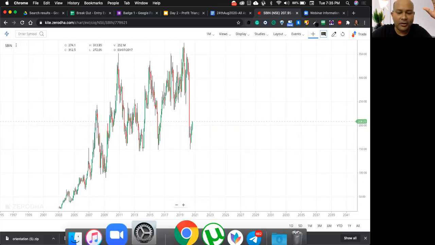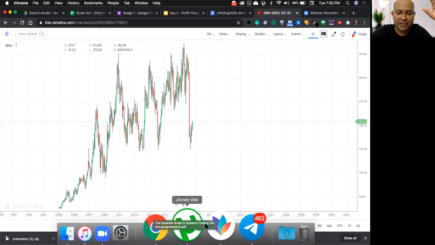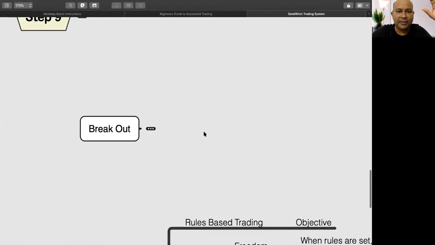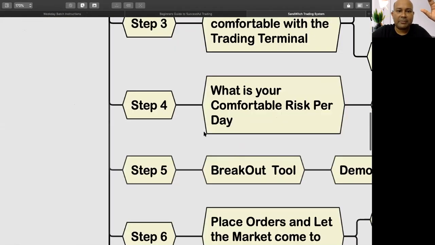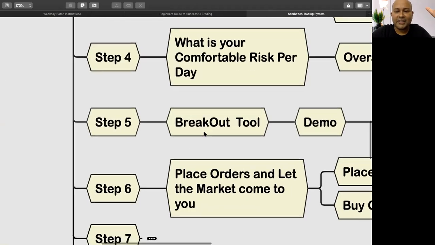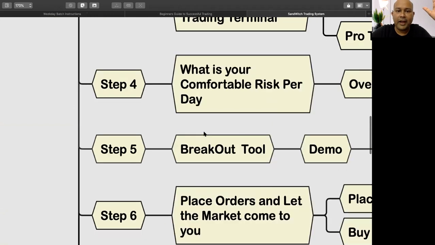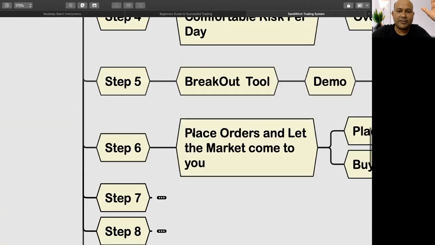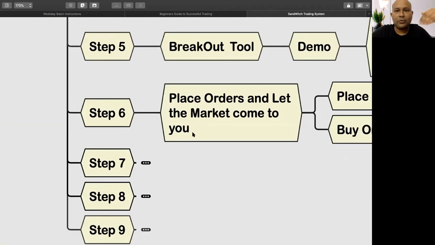So what did we look at? This is simple. I've already made this crystal clear. I'll give you this step by step also. Your steps will be this: step 1, step 2, step 3, step 4, and step 5. We are at step 5, and we looked at the risk. Then we'll come to step 6.